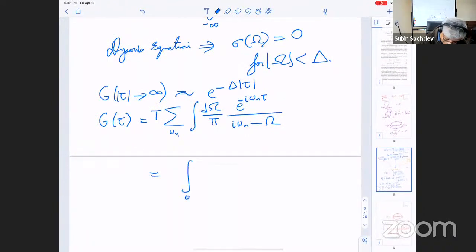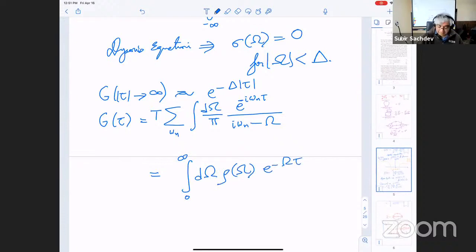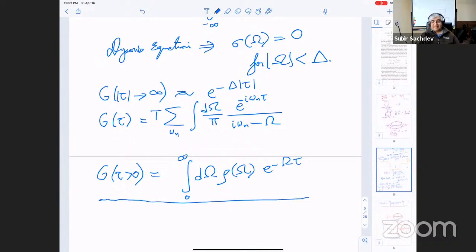that g of tau is, from zero to infinity, very simple. It's the integral d omega rho of omega e to the minus omega tau. This is for tau greater than zero. And if tau is less than zero, it's a corresponding expression, which is in the notes. Okay, so that tells you that at zero temperature, the Green's function is just the Laplace transform of the spectral density. So very standard result, good to remember: when you take the spectral density, which is the imaginary part of the Green's function along the real axis, the Green's function on the imaginary axis is the Laplace transform of that.